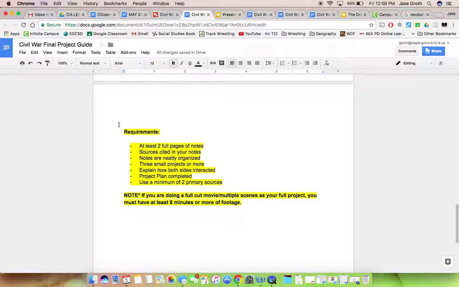Here are your requirements right here. Two full pages of notes at minimum. You'll probably have more. Sources cited on your notes. That means the footnotes as well. And we can go over that again, how to do that. Three small projects or more. Your notes have to be neatly organized. You need to explain how both sides interact. And your project plan needs to be completed and approved by the teacher. And you need to use a minimum of 2 primary sources. And we'll go over that later in class.